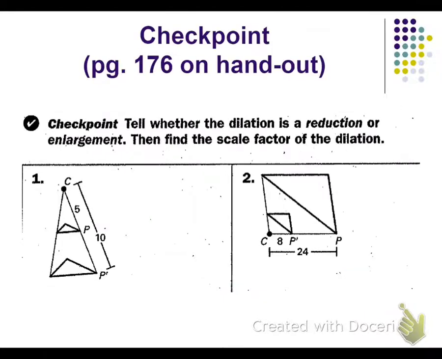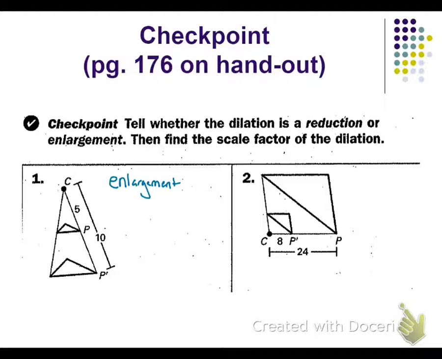So our first one, your original, is that CP because it doesn't have the prime. And then the C to P prime is our image. Is that going to be a reduction or an enlargement? Our original is the smaller one, and it's going to get to this one. It's going to be an enlargement, right? So you know it's going to be an enlargement. That's what I put for the first one.